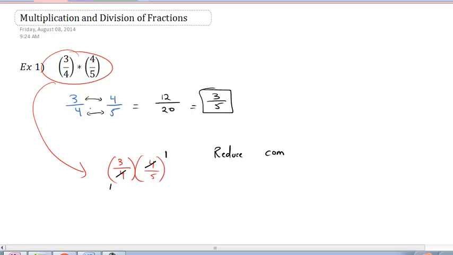common factors along two places, in two areas. The first is along the diagonal in our multiplication, and the second is along the vertical, if we have a fraction, again, that isn't already in lowest terms. So keep that in mind as we go. It might make it a little bit easier to do some of these problems.